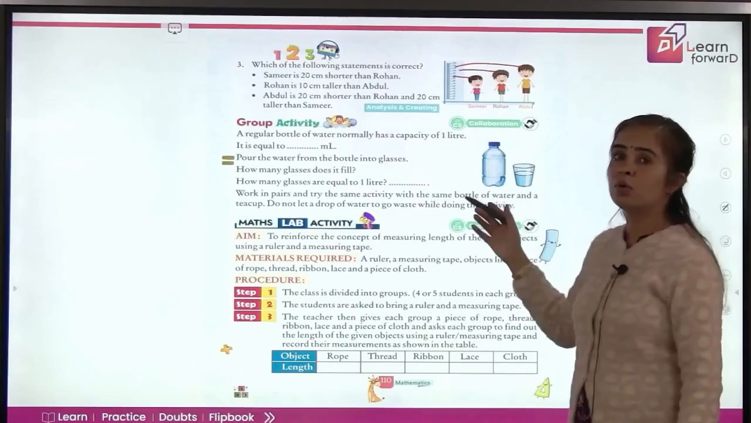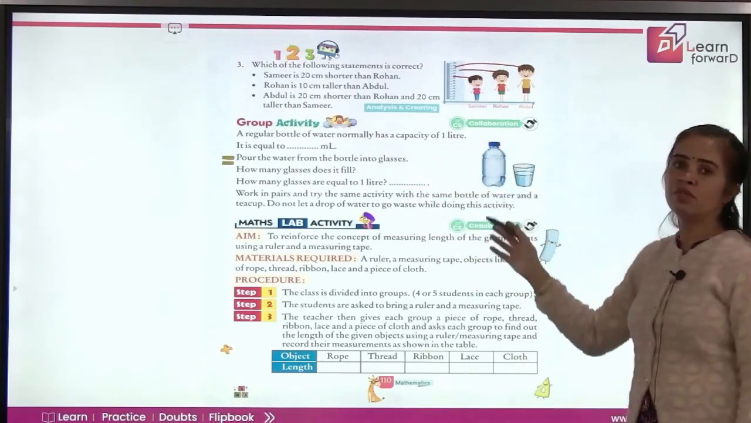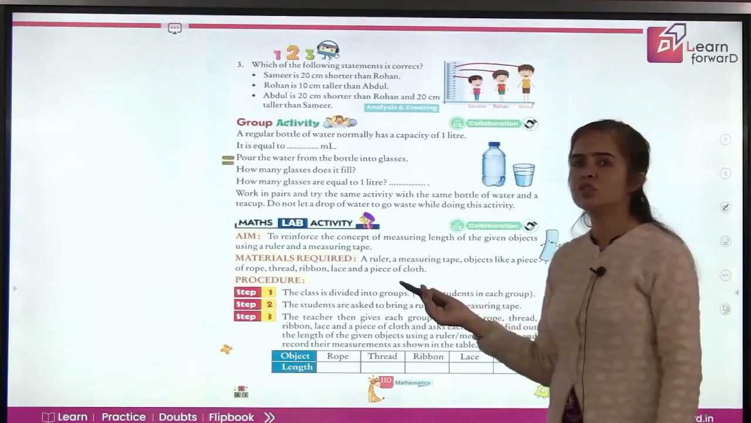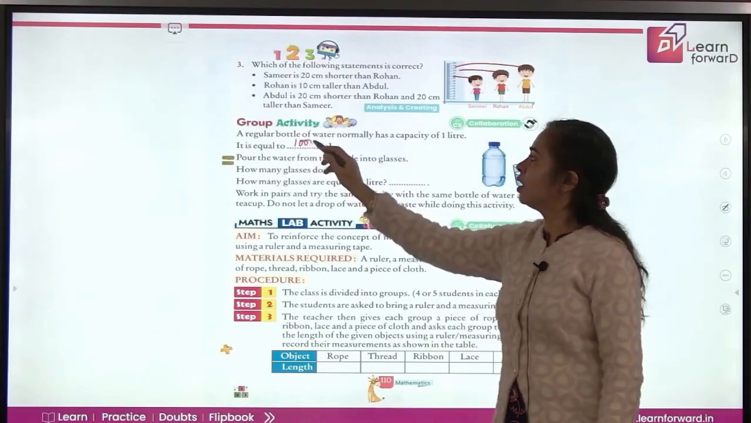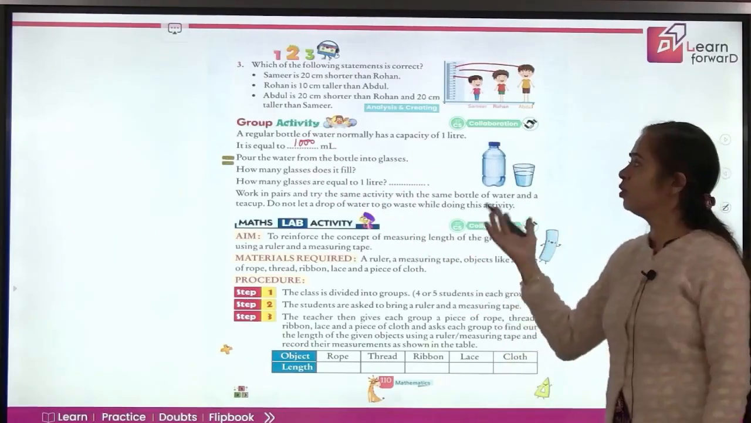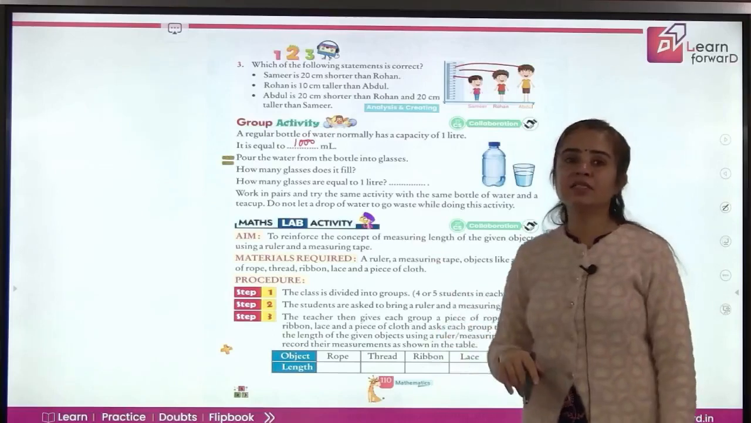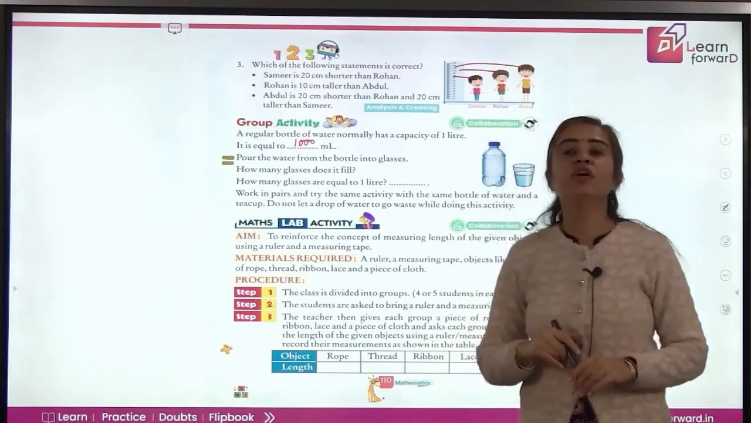Now you have a group activity. A regular bottle of water normally has a capacity of 1 liter that you use in your fridge also. It is equal to how many milliliters? 1000. Pour the water from the bottle into glasses. Take any glass at your home, you can pour them. How many glasses does it fill? And from that you will just verify what is the capacity of each glass.